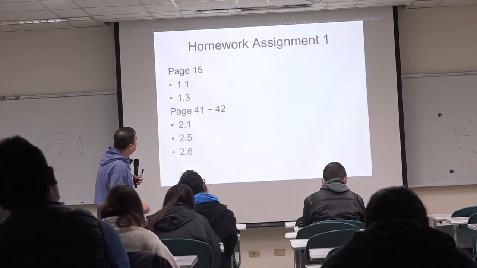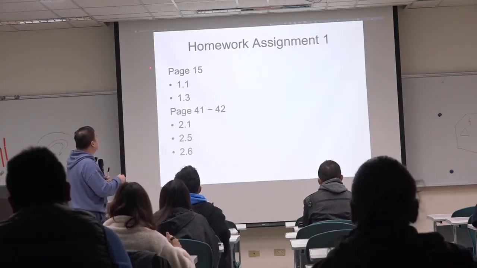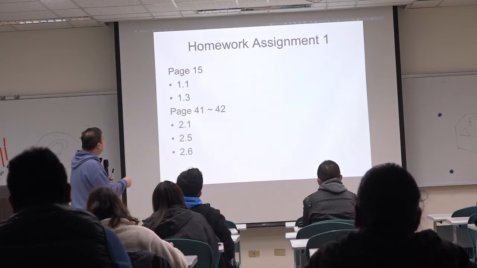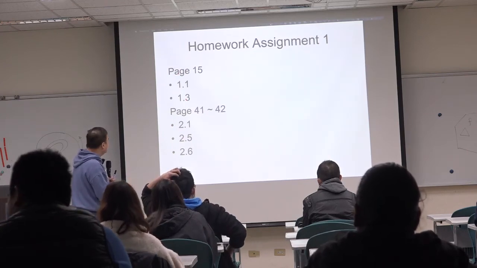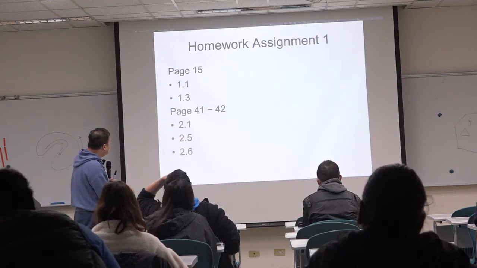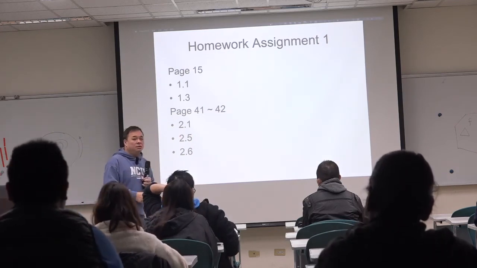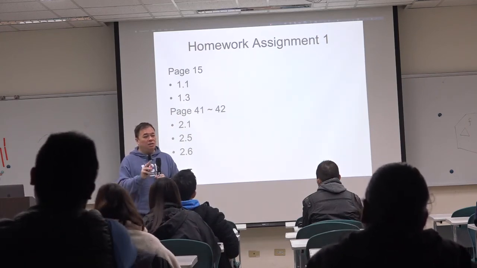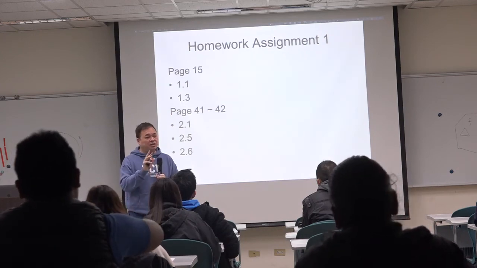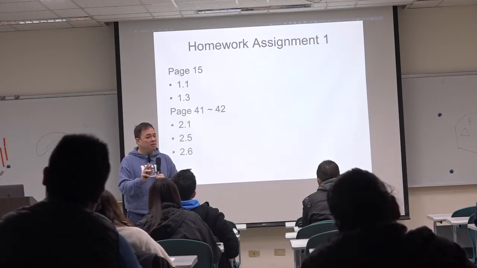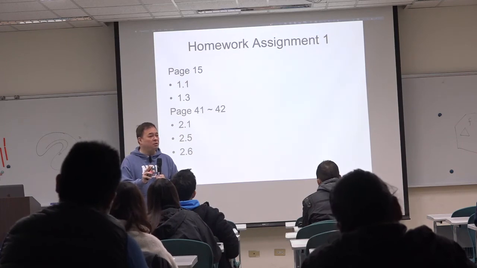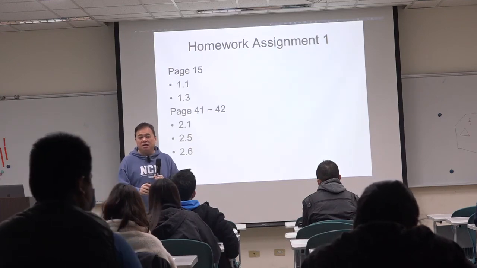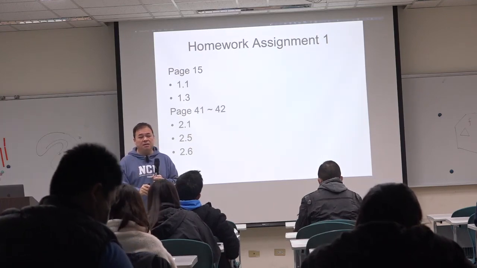Last one, the homework assignment. 5 problems: 1.1 and 1.3 from the first chapter, and then 2.1, 2.5, 2.6 from the second chapter. Any questions? The due date for the homework is 2 weeks from the time it is assigned. Is that okay? 2 weeks, it should be done, right? Which is next Wednesday. Any questions?